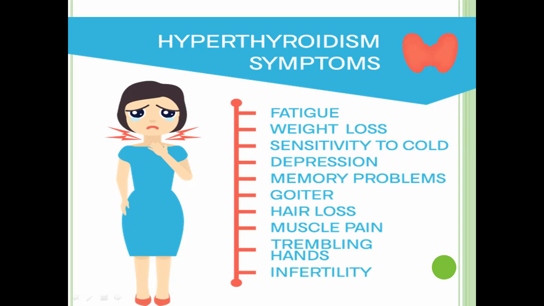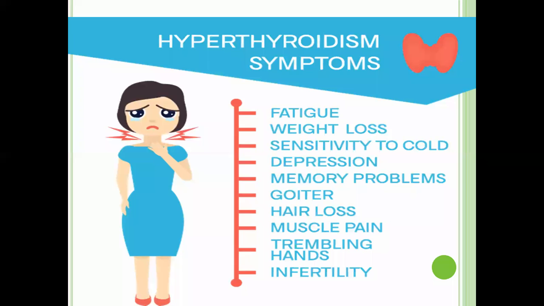Then the next points: sweating, tremors, weight loss, excessive sweating, hypertension, palpitation, and tachycardia. Then thyroid enlargement. These are the symptoms of the hyperthyroidism disorder. Hyperthyroidism is also known as thyrotoxicosis. Infertility is the inability to be fertile. So these are the symptoms of hyperthyroidism.